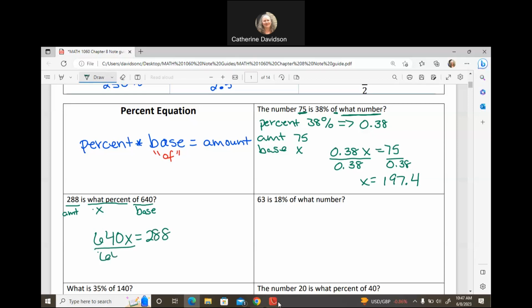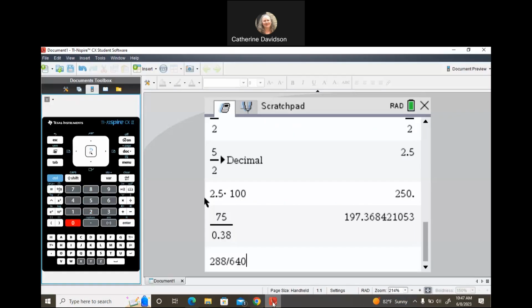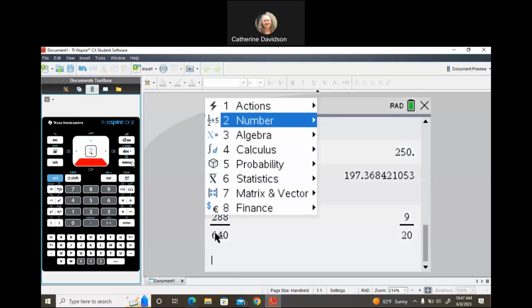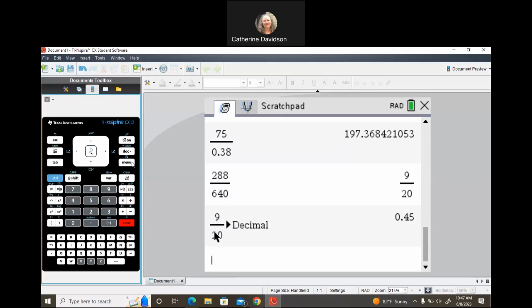Again, to get x by itself, we're going to divide out what we don't want. So 288 divided by 640 gives me a fraction. I do need a decimal, so I am going to convert that. So I get 0.45.